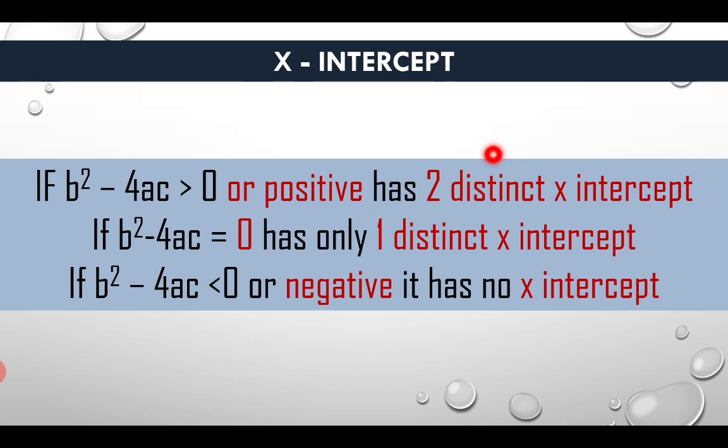Like in the x-intercept, if b squared minus 4ac, or the discriminant, is greater than 0, or if it's positive, it means it has two distinct x-intercepts. If b squared minus 4ac is equal to 0, it has only one distinct x-intercept. If b squared minus 4ac is less than 0, or if it's negative, there is no x-intercept. This means the parabola will not touch the x-axis.